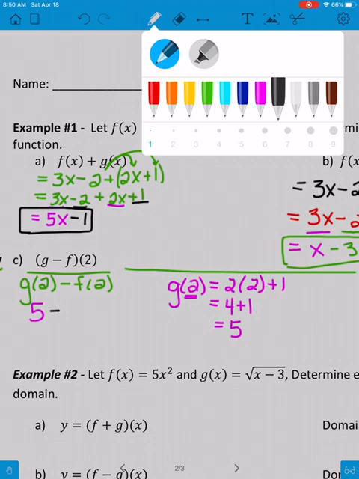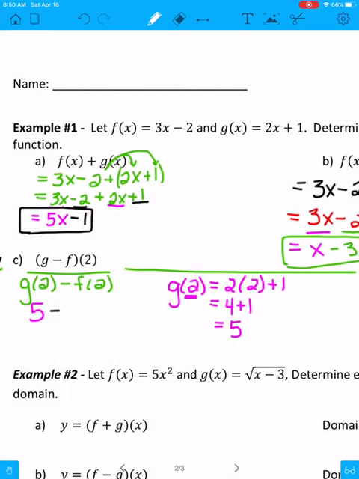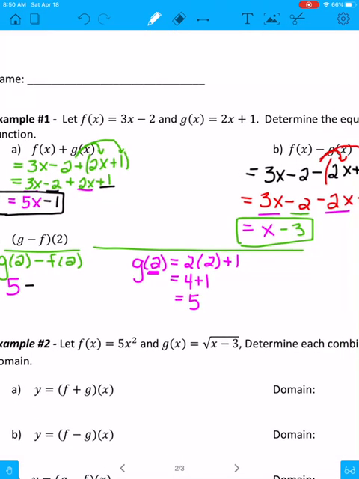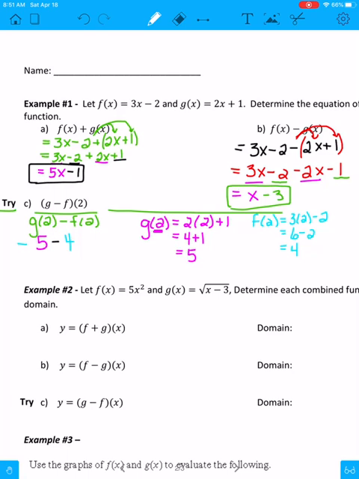Now I need to find f of 2. I'm going to do that off to the side. So for f of 2, all I'm going to do is fill 2 in for the x's in f. F is 3x minus 2. So I'm going to go 3 times 2 minus 2. So I'm going to get 6 minus 2, which is 4. So now over here I can go minus 4. And 5 minus 4 is 1.